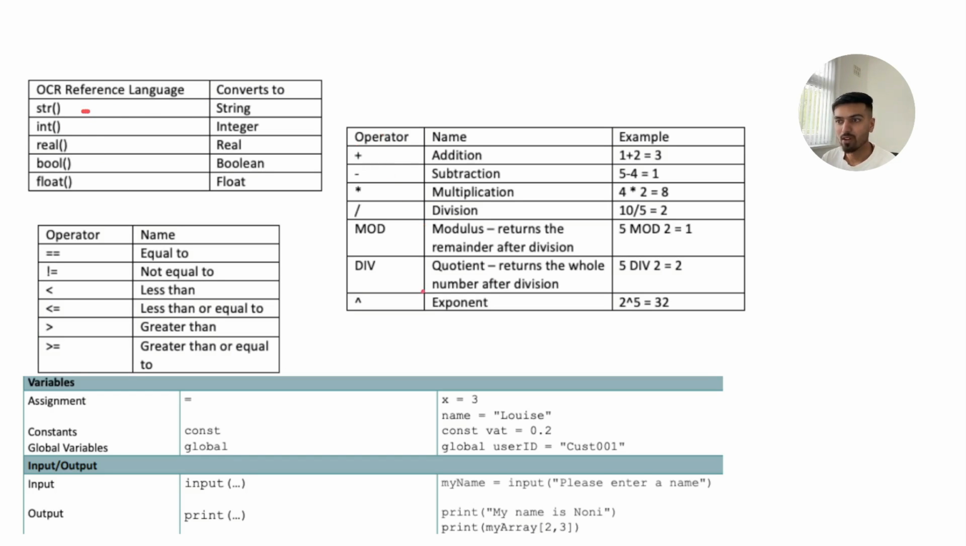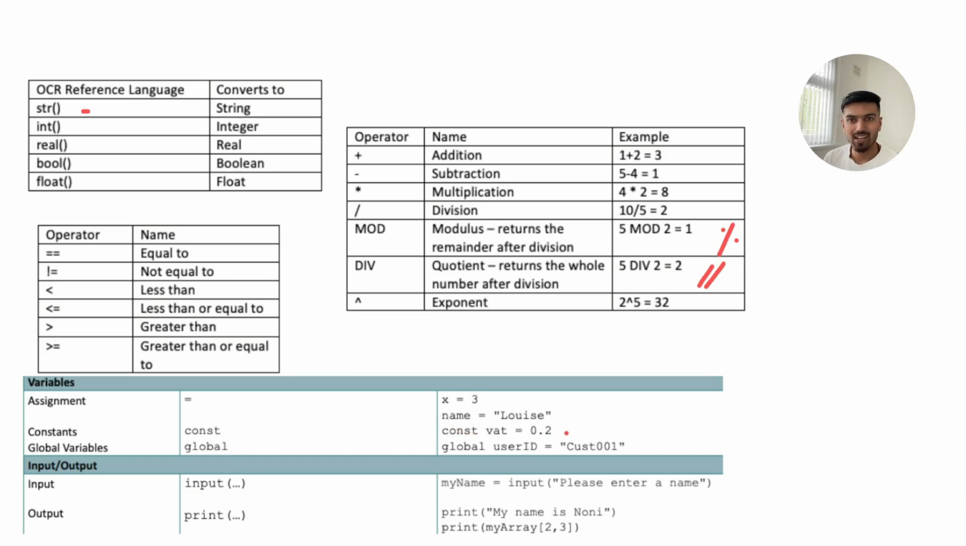Even these operators are the same, except for mod we use a percentage sign in Python, and for div we use a // but in pseudocode it's div and mod just for short, and even exponent is the same. To assign a variable we use a variable identifier and we assign it the value. And for a const, we use a const.